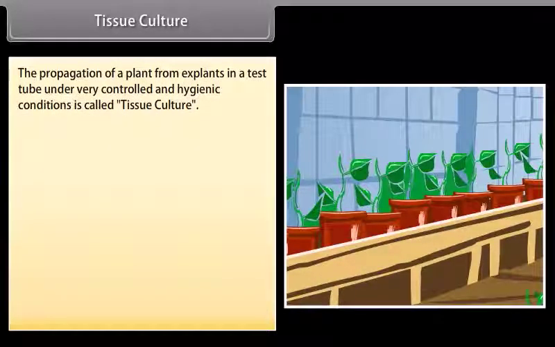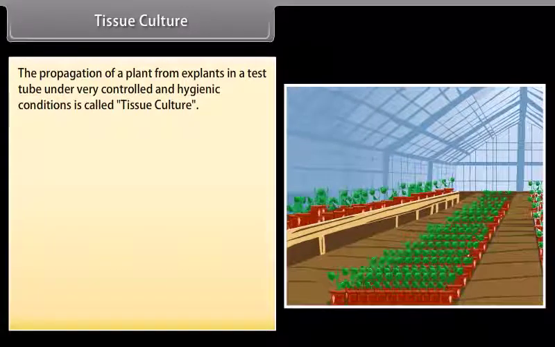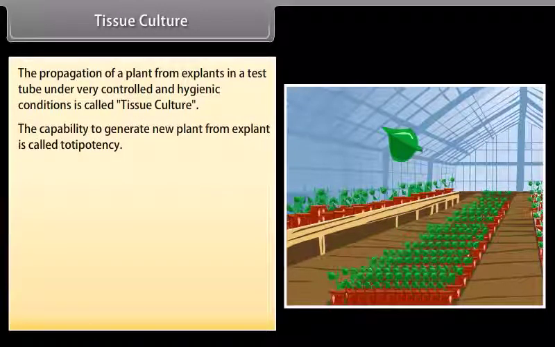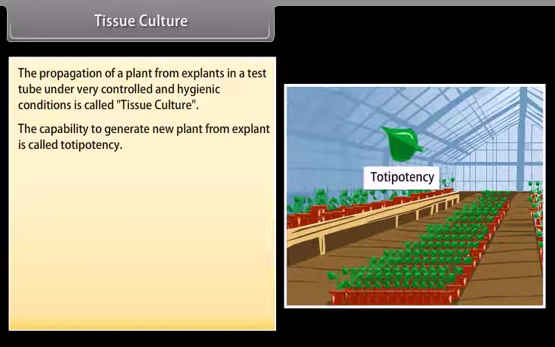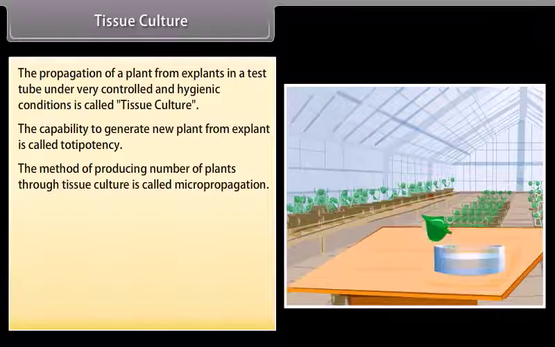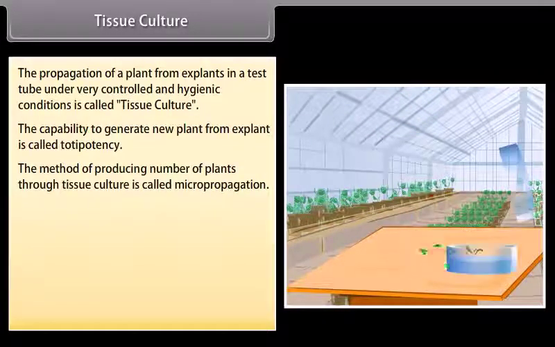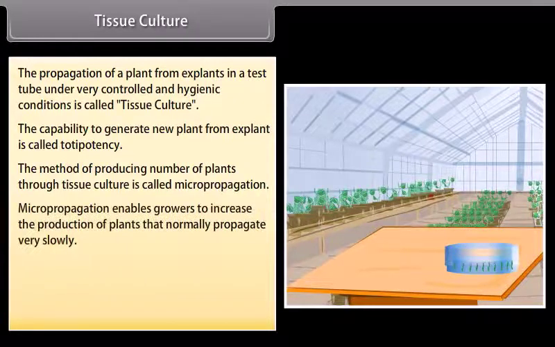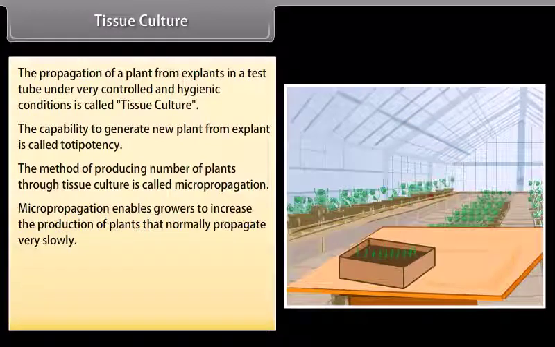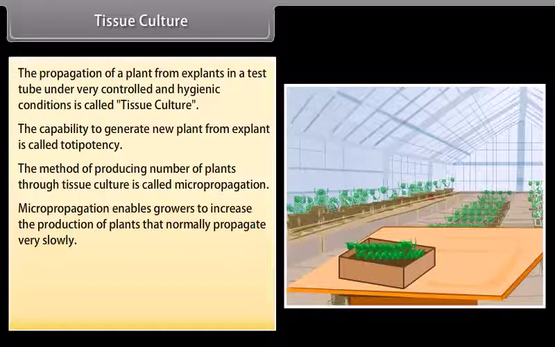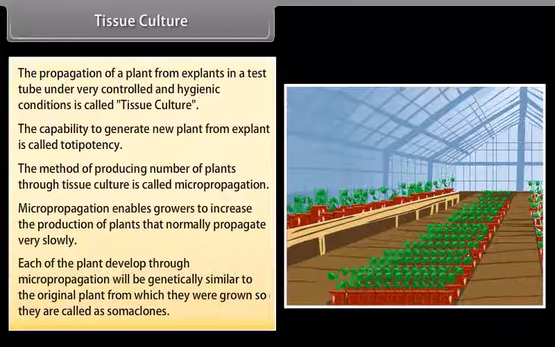Tissue culture: the propagation of a plant from explants in a test tube under very controlled and hygienic conditions is called tissue culture. The capability to generate a new plant from an explant is called totipotency. This method of producing a number of plants through tissue culture is called micropropagation. Micropropagation enables growers to increase the production of plants that normally propagate very slowly. Each of the plants developed through micropropagation will be genetically similar to the original plant from which they were grown, so they are called somaclones.